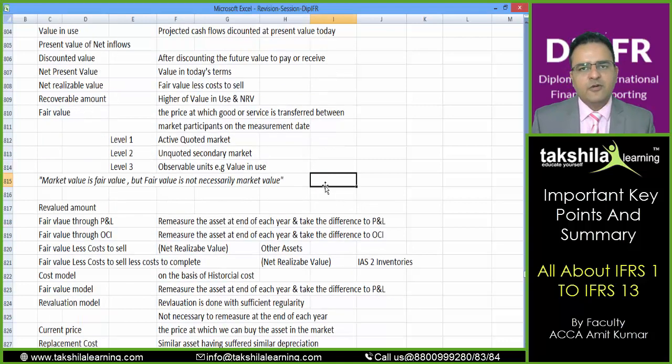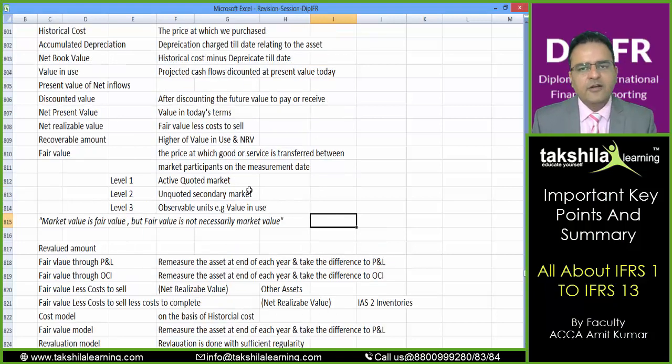Market value is fair value, but fair value is not necessarily market value. You should keep this in mind. Revalued amount. Now there is a term being used, that we do revaluation exercise at fair value. That doesn't mean that there's not any difference between revalued amount and fair value. Fair value is the value we use to do revaluation. So when we get the revalued amount, it is based on fair value.